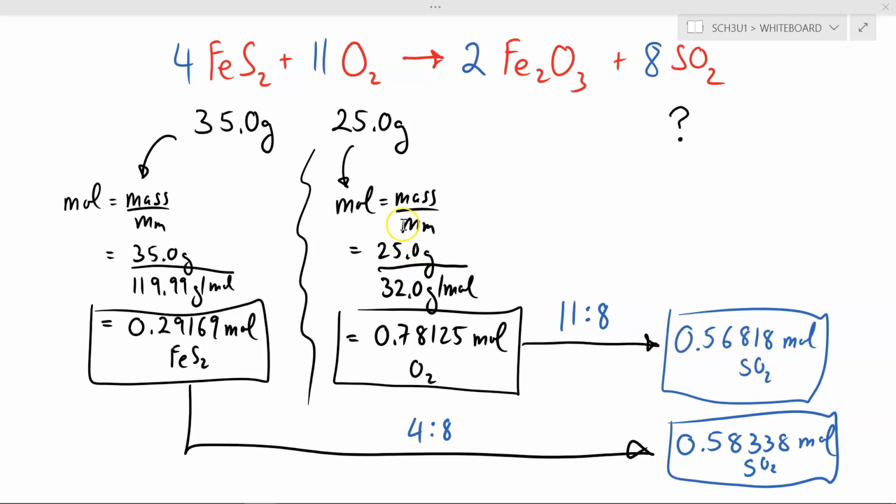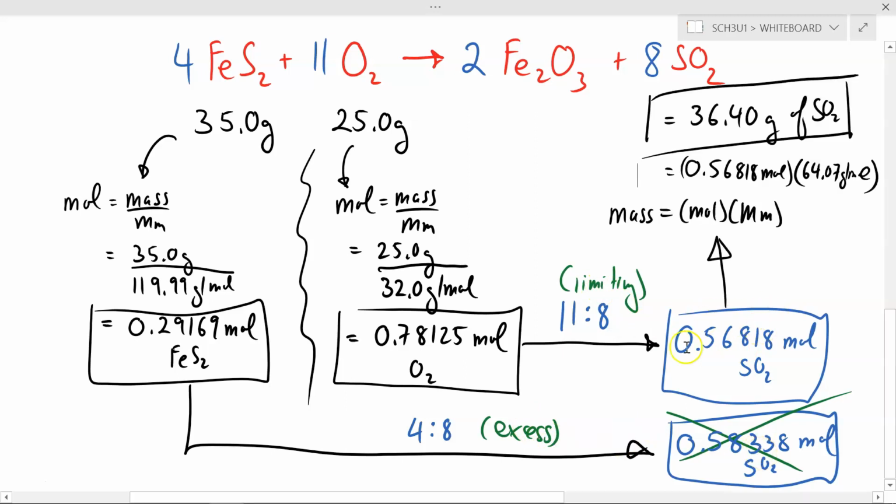Alright, so you can never predict the limiting reagent just by looking at this side. It has to be compared on this side. Alright, so we have the limiting reagent and we now have the excess reagent. So using this value, mass is mole times molar mass. Make sure you're using the molar mass of SO2. Do not use this 8. Multiply by the 0.56818 and we get 36.40 grams of sulfur dioxide. Now, of course, we're only supposed to have 3 sig figs, so I'll just drop that extra 0 there.